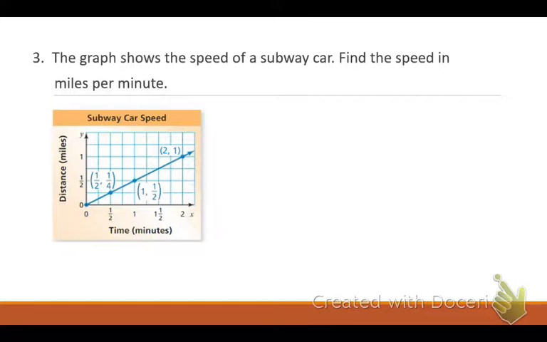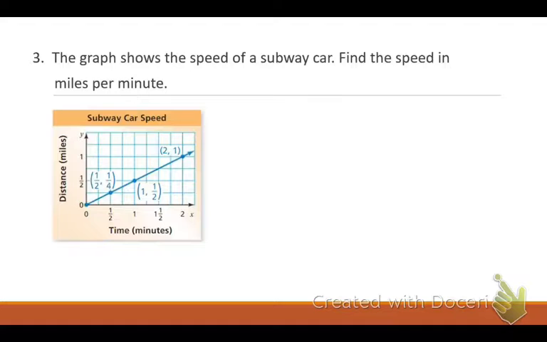All right, the next one, we've got a graph here. Graphs can give us a lot of different information, okay? This graph shows the speed of a subway car. Raise your hand if you've ever ridden in a subway before. Is it above ground or below ground? Below ground, okay? So do they typically go pretty fast or pretty slow? Fast. They go very fast. So in this case, we are trying to figure out how much speed it goes in miles per minute.